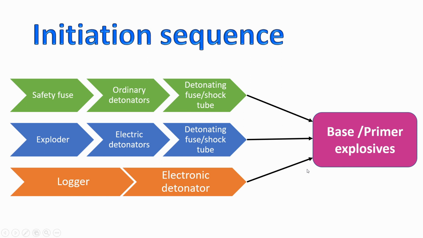Okay, we'll see in the next class the types of detonators like the ordinary detonator, electric detonator and electronic detonator, and the types of connecting wire like the detonating fuse, shock tube, etc. In the next class we'll cover the basic blasting accessories.